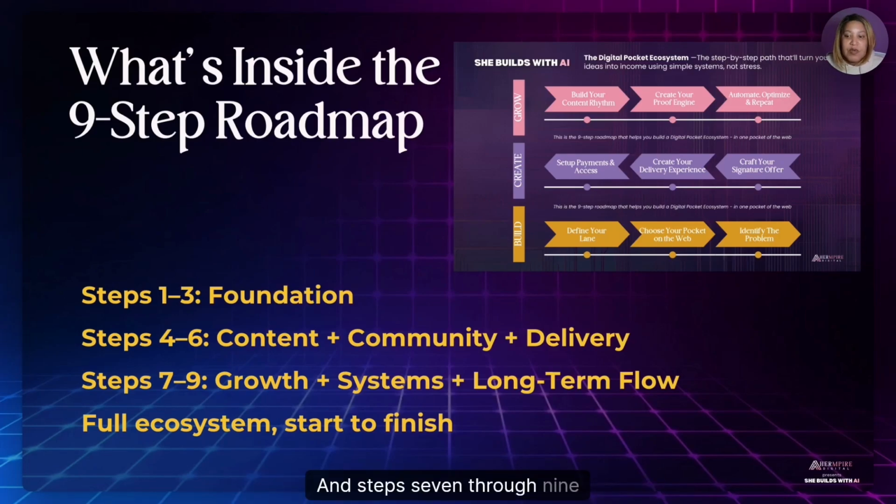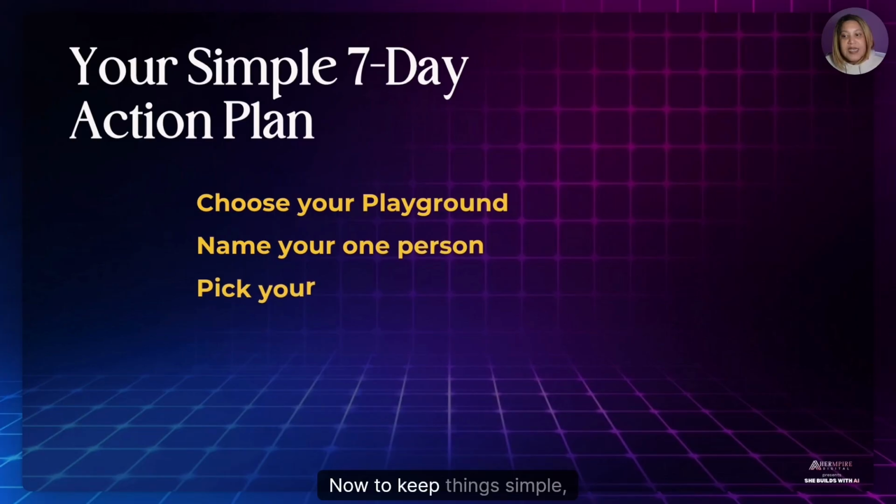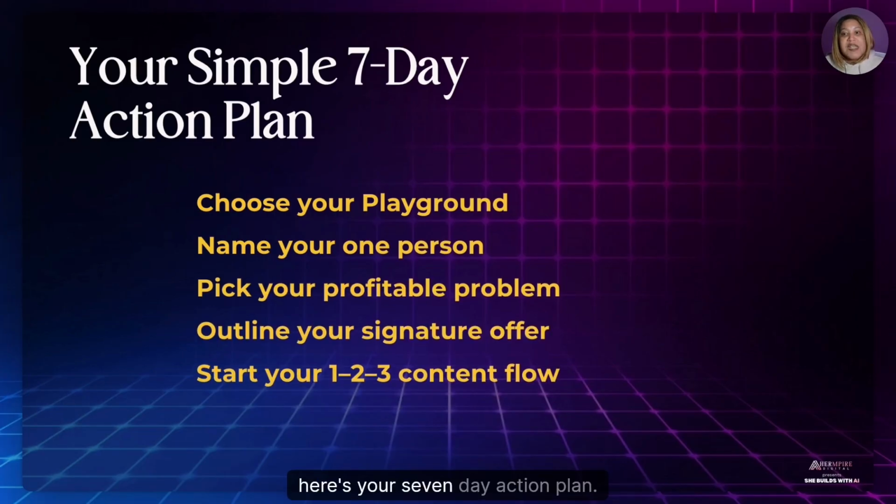And steps 7 through 9 are where you create long-term growth and structure for your digital product empire. Now, this is the full picture. This is how the full picture becomes clear for you. Now, to keep things simple, here's your 7-day action plan. I'm going to give you just a general one, but you can get one personalized if you get on a call with me. And again, it is free.